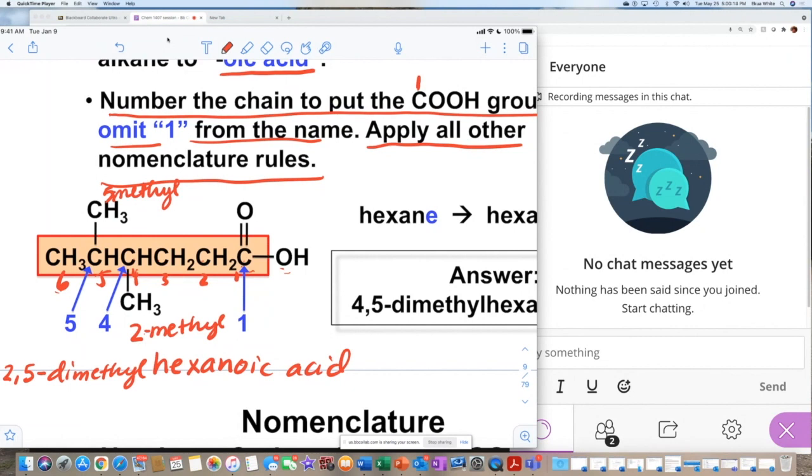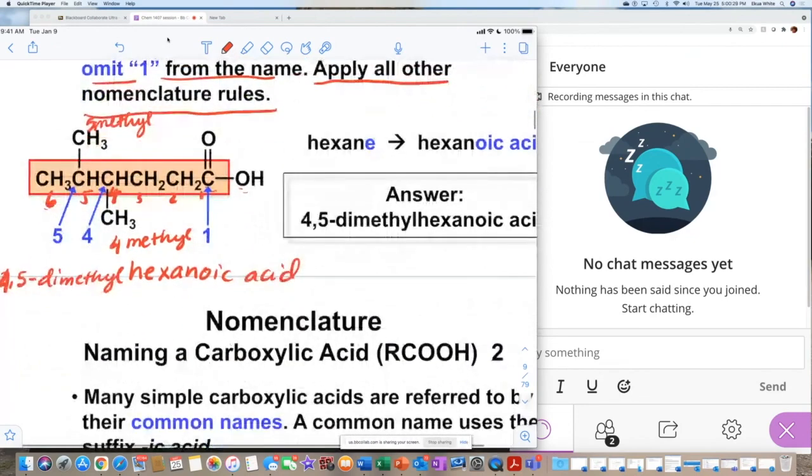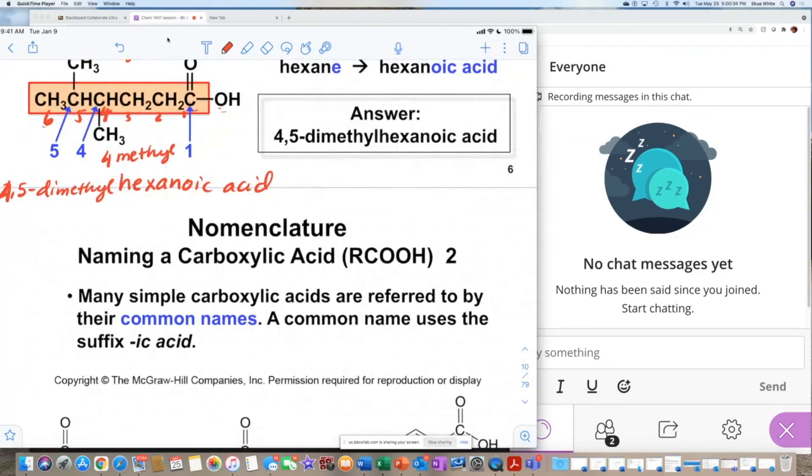Wait, what? Oh, I'm sorry. Why did I put 2 here? It's 4. Oh my goodness. Sorry, y'all. 4,5 dash dimethylhexanoic acid. I'm like, why am I looking at 2? This is 4. There are certain days my brain is like just, yeah. Anyway, I just have to make sure I'm double checking my work.